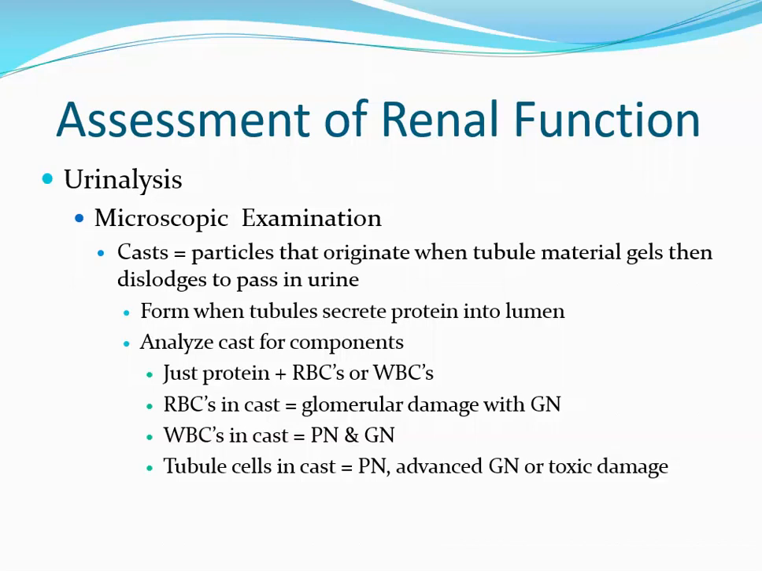If you see red blood cells in the cast, this is a sign of glomerular damage. White blood cells in the cast are often seen with pyelonephritis and some glomerular nephritis. Tubular cells in the cast indicate pyelonephritis, advanced glomerular nephritis, or toxic damage to the tubules.